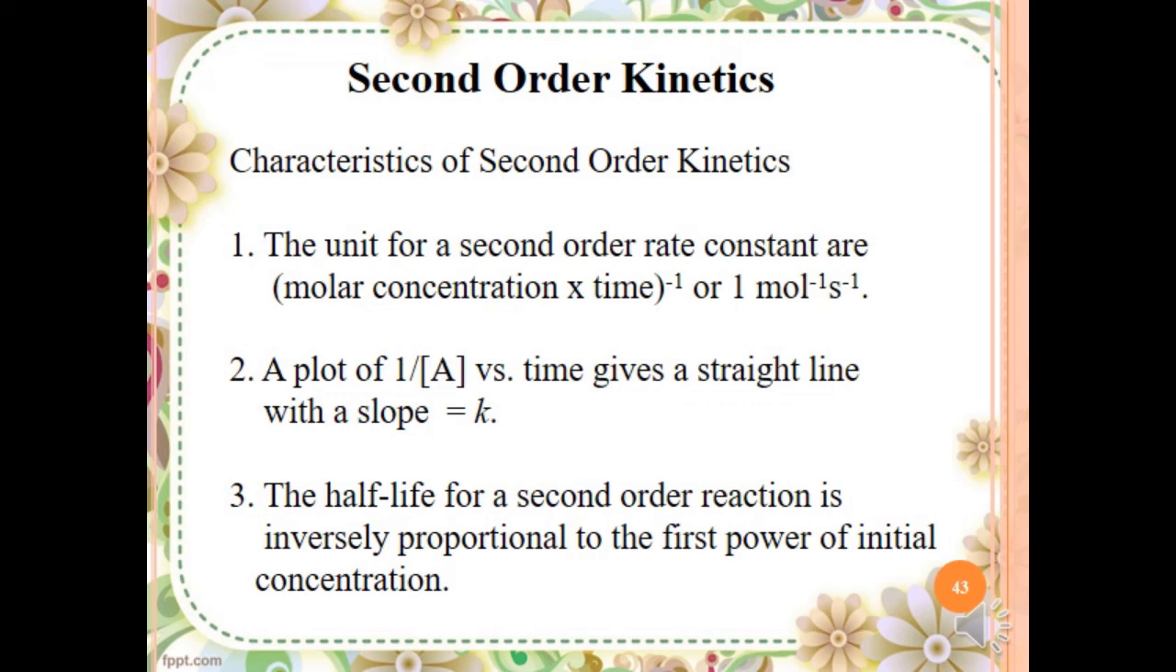Now this is the summary for the characteristics of second order kinetics. The first point is that the unit for the rate constant is per molar per time. The plot for second order is 1 over concentration versus time, which gives us a positive slope of k, so a positive value of k. The half-life for a second order reaction is inversely proportional to the first power of the initial concentration.